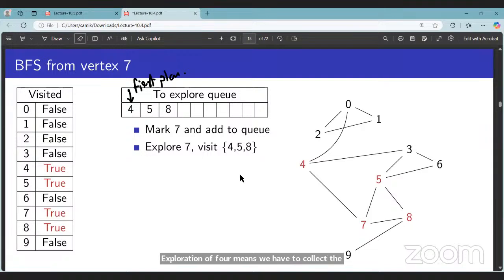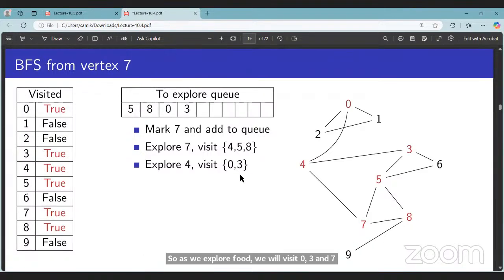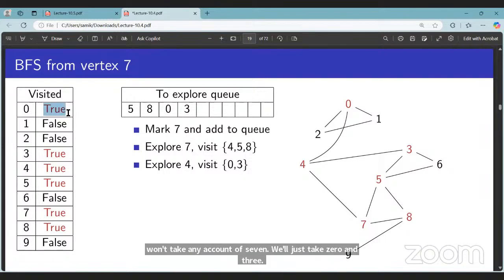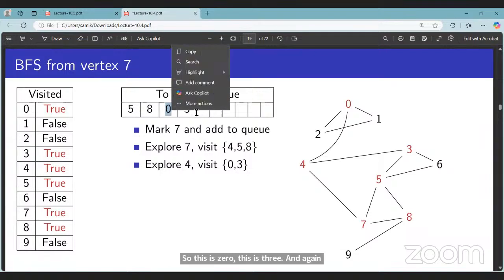0, 3 and 7. So as we explore 4, we will visit 0, 3 and 7. But 7 is already visited, so we won't take any account of 7. We'll just take 0 and 3. So now 0 and 3 status will change from false to true. So this is 0, this is 3. And again add 0 and 3 in our queue.